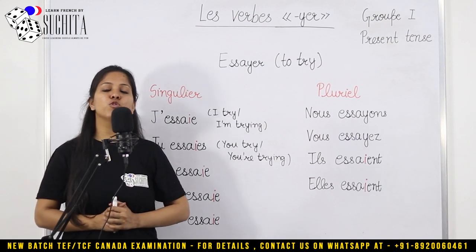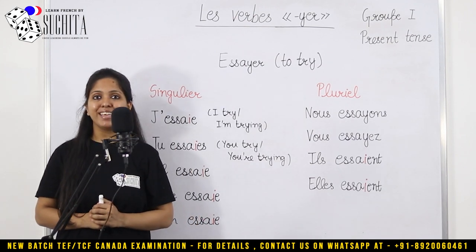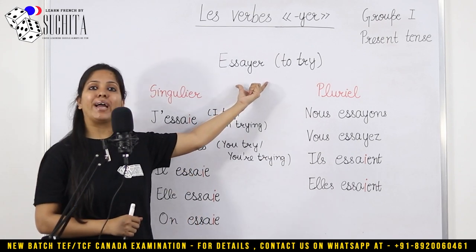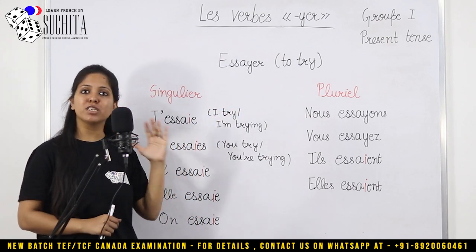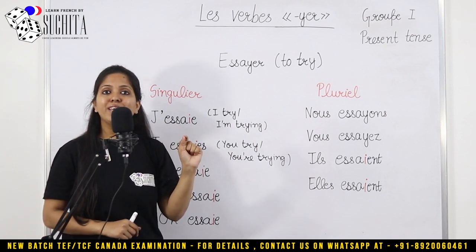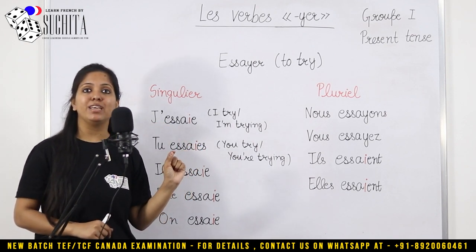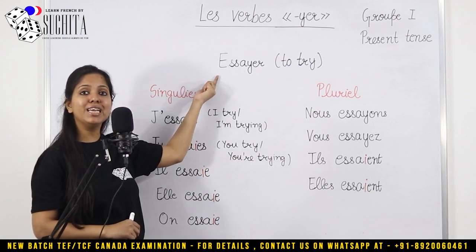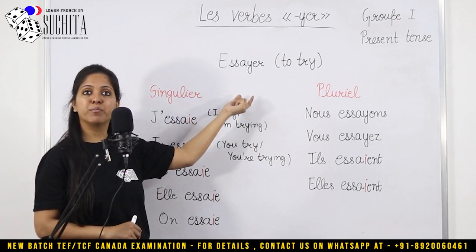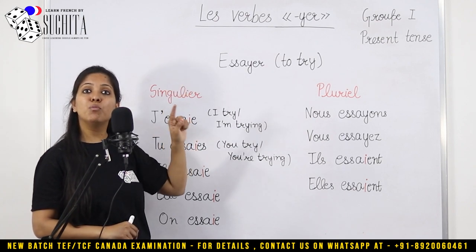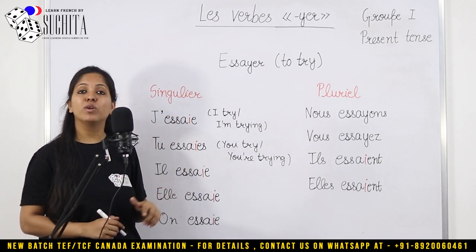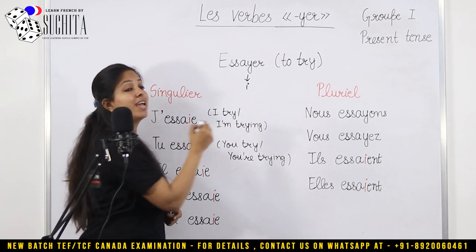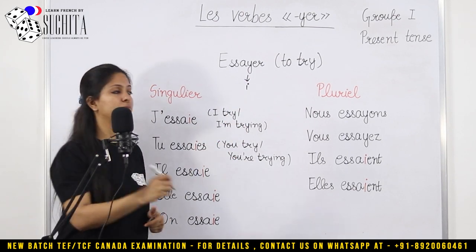The next verb that we have to see is the verb essayer, which means to try. Again it is a YER verb, so we will apply the same rule. That doesn't mean that you have to cut YER, you will cut ER only. If you cut ER, you are left with ESSAY. You will remove Y and replace it with I, except nu and vu.